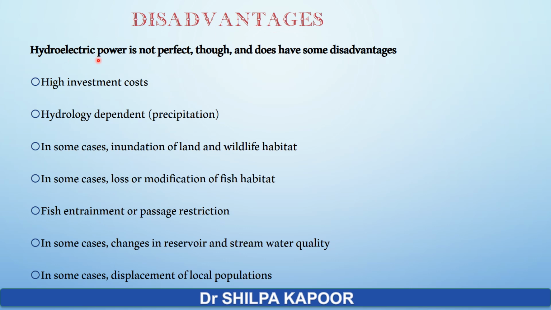Disadvantages: hydroelectric power is not perfect, though, and does have some disadvantages. First, high investment cost, hydrology dependent. In some cases, inundation of land and wildlife habitat. In some cases, loss or modification of fish habitat, fish entrainment or passage restriction. In some cases, changes in the reservoir and stream water quality. In some cases, displacement of local populations.